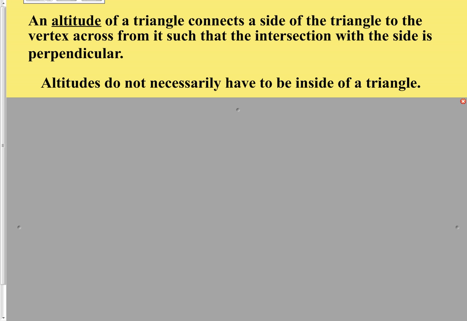Now here's a word we should all be familiar with. It is altitude. Now in the English-speaking world, altitude simply means height, like up off of the planet. Like planes fly at a certain altitude. But in geometry, it does not mean that at all. An altitude of a triangle connects a side of the triangle to the vertex across from it, such that the intersection with the side is perpendicular.